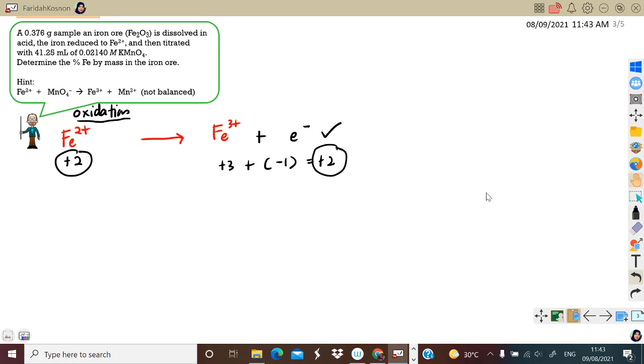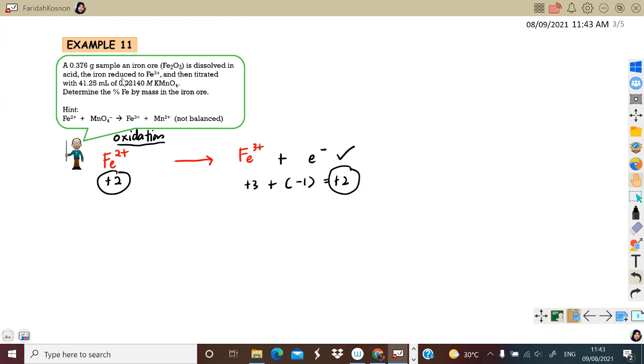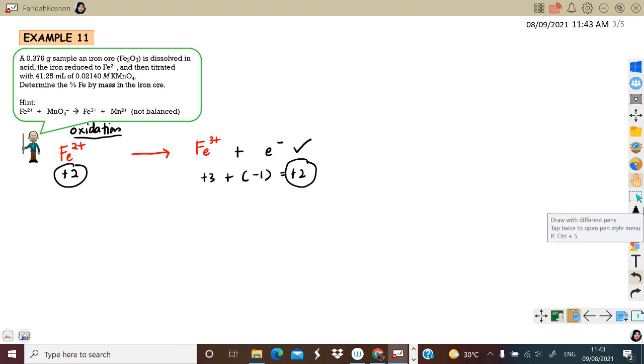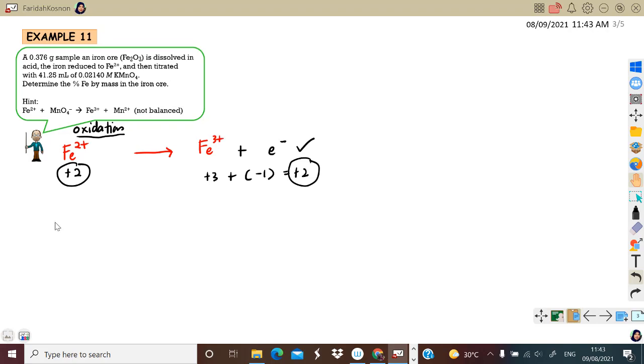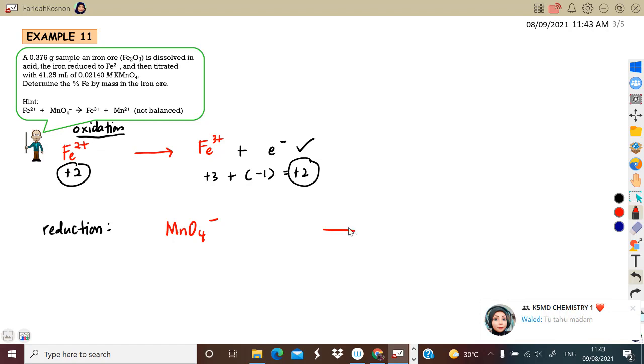Okay, so now continue with the next equation, the reduction equation. Alright, so we have reduction. For reduction reaction, we have permanganate ion converted to manganese ion. Okay, saya tuliskan sikit. So firstly, we have to balance manganese atom first. So one manganese at the left side and one manganese at the right side.